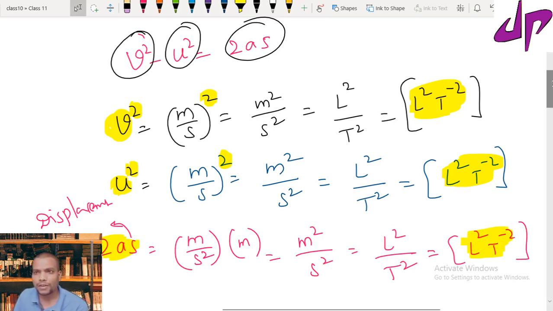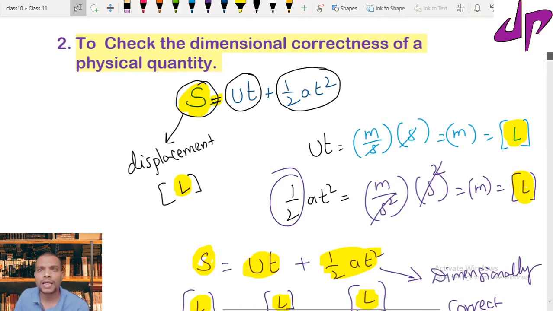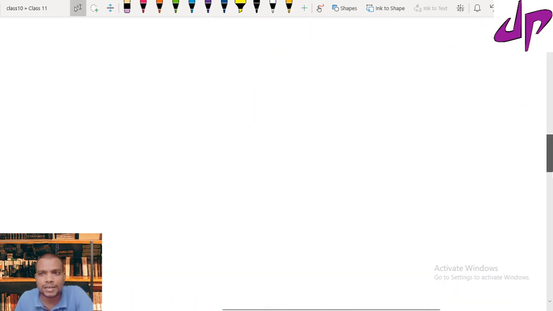So this kind of analysis we can do with the help of dimensional analysis to check the dimensional correctness of a physical quantity. This is the second application of dimensional analysis. Now it also has one more application. Let's see the third application.